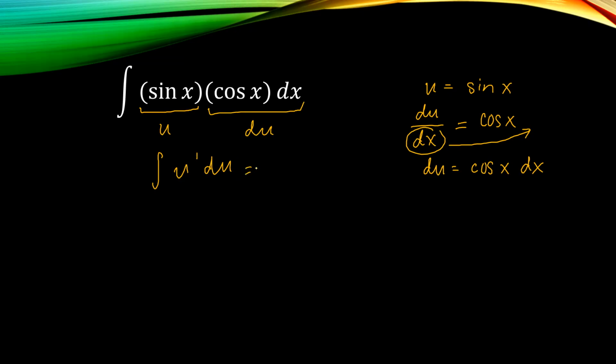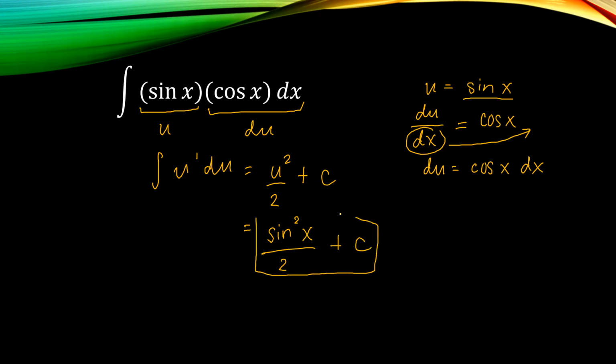So what we have is u squared over 2. Where did we get the 2? From 1 plus 1. And then we have the constant of integration. Don't forget our vitamin C. Okay, is this the final answer? Of course, not yet, because we still have to go back to our original variable. Remember that u is equal to sine x. So this will be equal to sine squared x over 2 plus the constant of integration c. And this becomes our final answer.